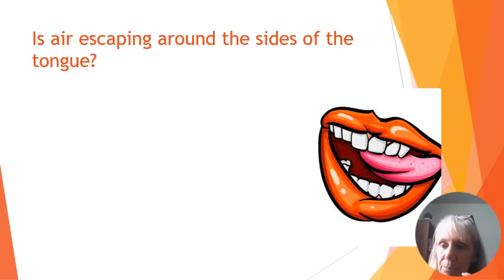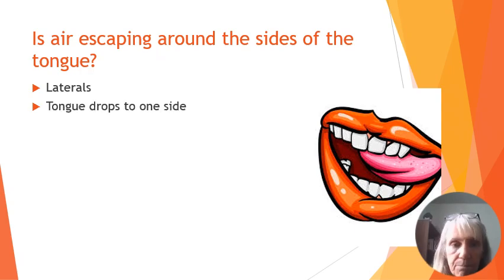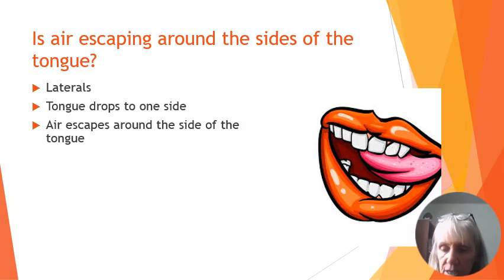Is the air escaping around the sides of the tongue when I make this sound? So the manner of articulation could involve air escaping around the side of the tongue. And we call that laterals. Lateral, if you break the word down into its Latin word root, means side. So it's something to do with the side. So air is escaping from either side of the tongue. Tongue can drop down to one side. Air escapes around the side of the tongue. And we see that in sounds like leaf.